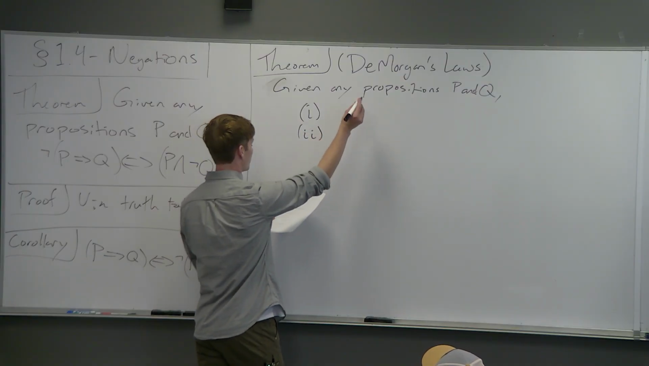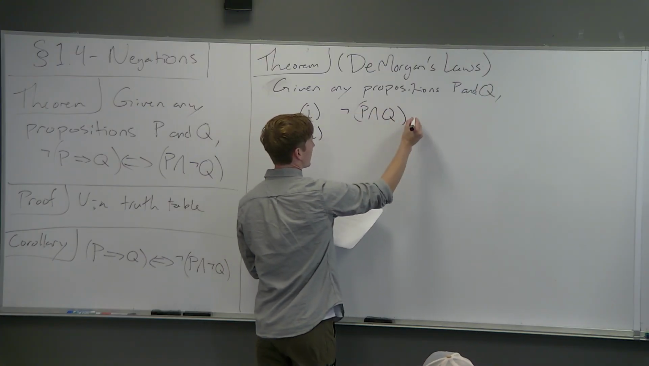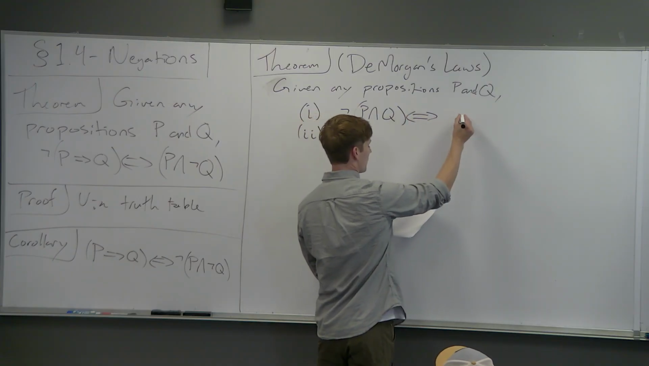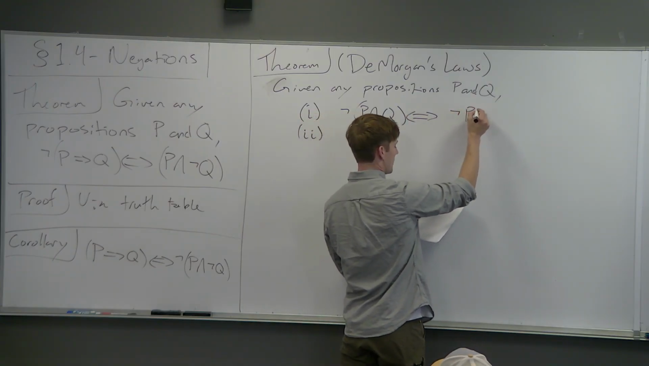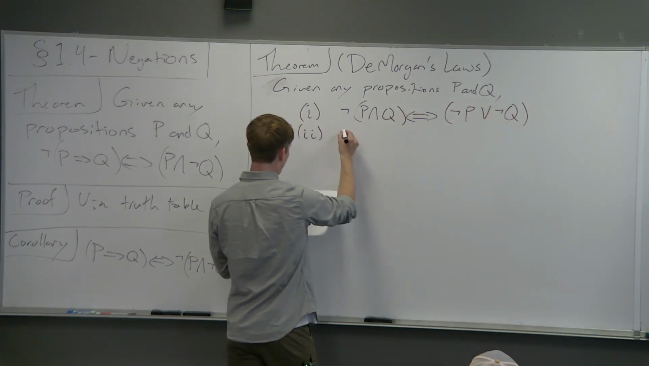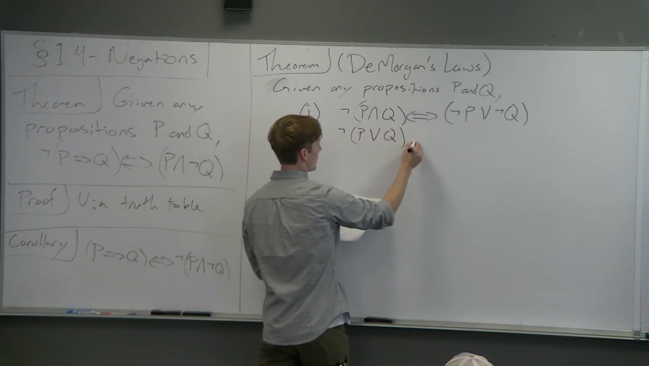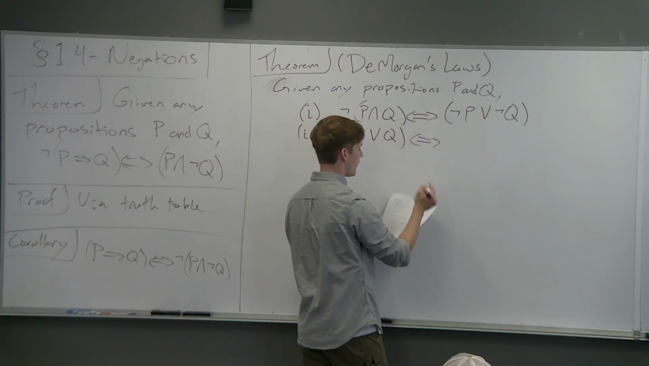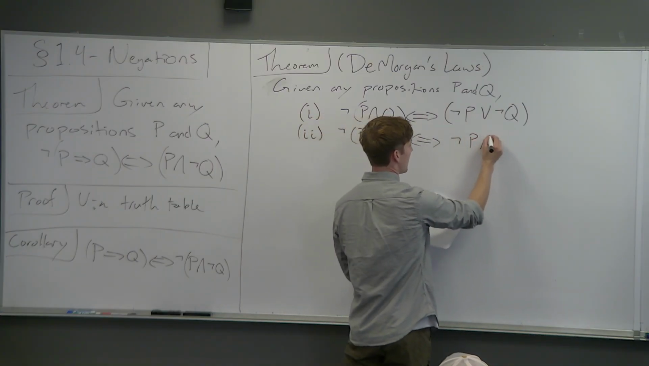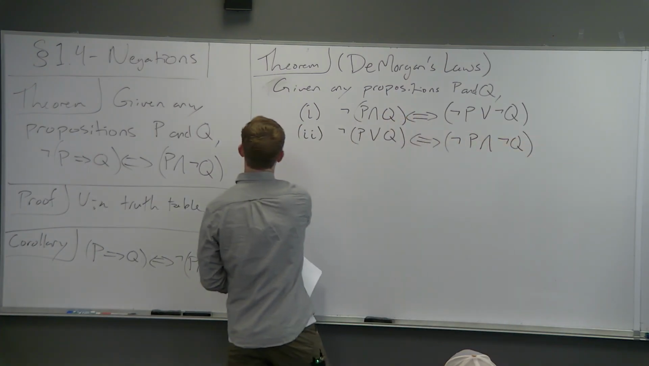There's two little pieces. One of them says not (P and Q) is exactly the same as not P or not Q. While on the other hand, not (P or Q) has the same truth values as not P and not Q. So here's the easy way to think of this.